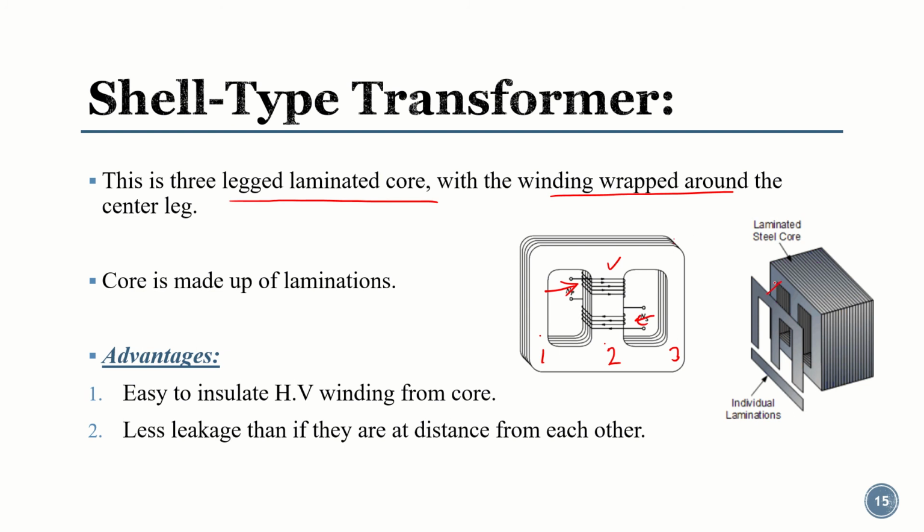So why do we do the lamination? Because we want to minimize the eddy current losses. We want to minimize the path of the eddy currents. So these are the two types, and each type has some advantages. If we are using the laminated core, it becomes easy for us to insulate the high voltage windings from the core, and it helps us reduce leakage of the flux.